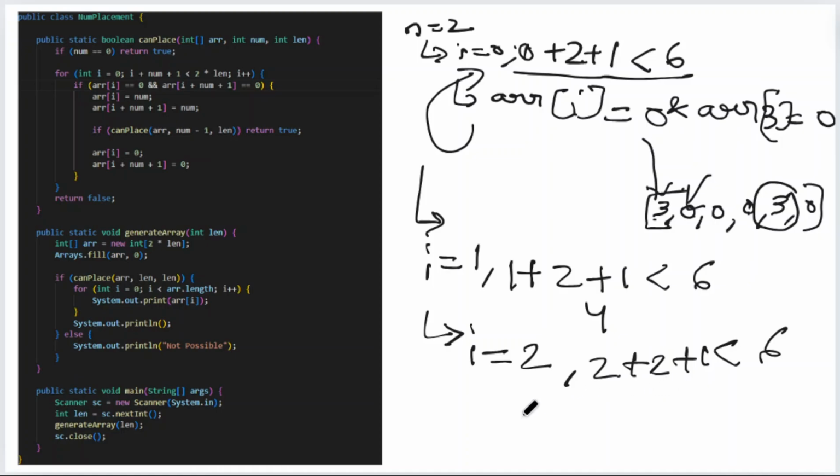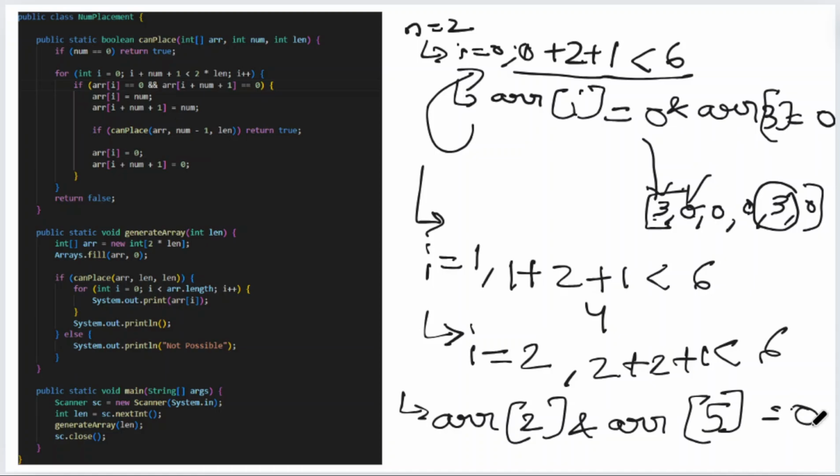So the third time when I will become 2, 2 plus 2 plus 1 is passing the condition, so it will go inside the if condition this time, and it will check if array of 2 and array of 5 is 0 or not. So if we see array of 2 is currently 0, and the array of 5 is 0, so it's passing our condition. So we'll be putting 2 in these two instances. Let's see that.